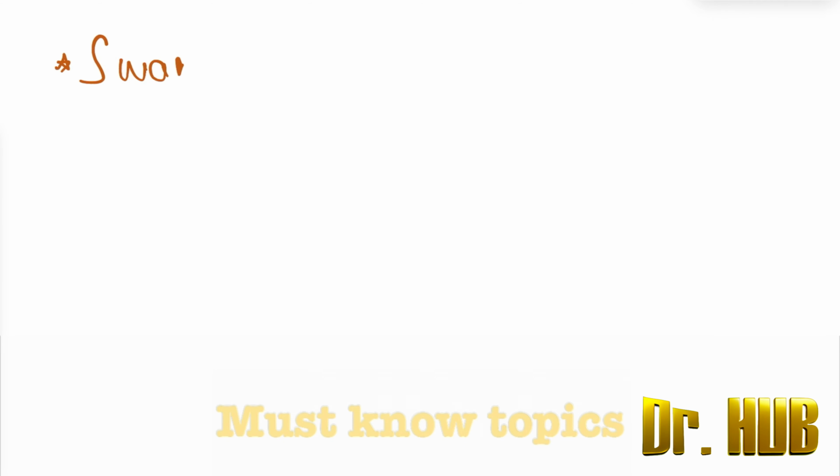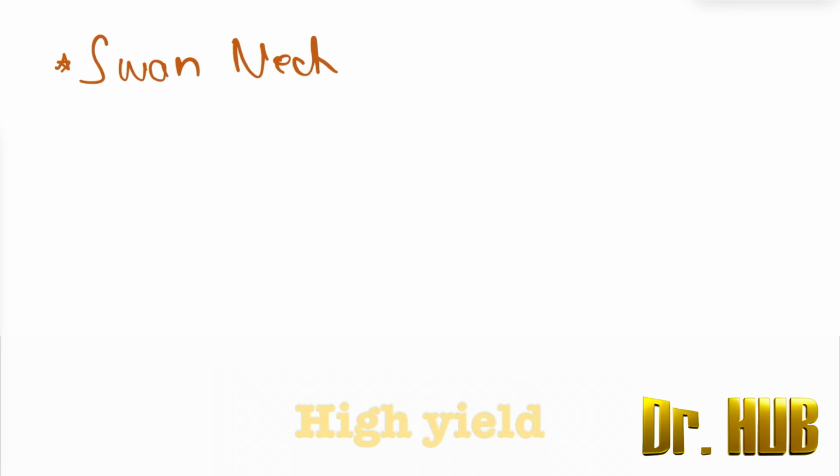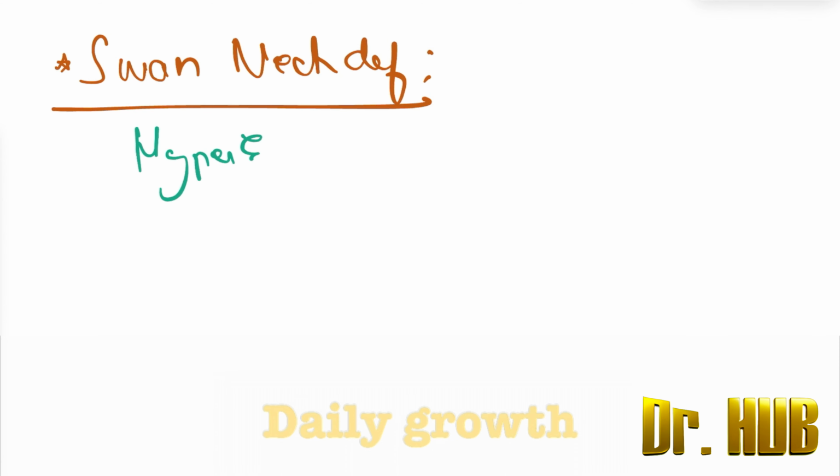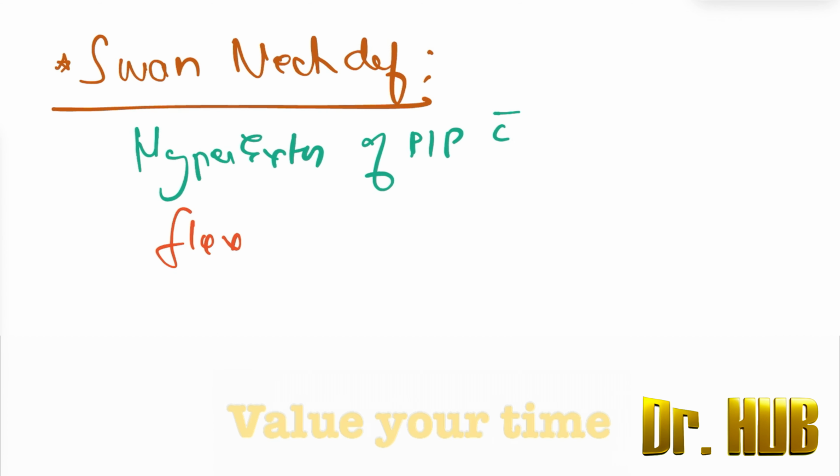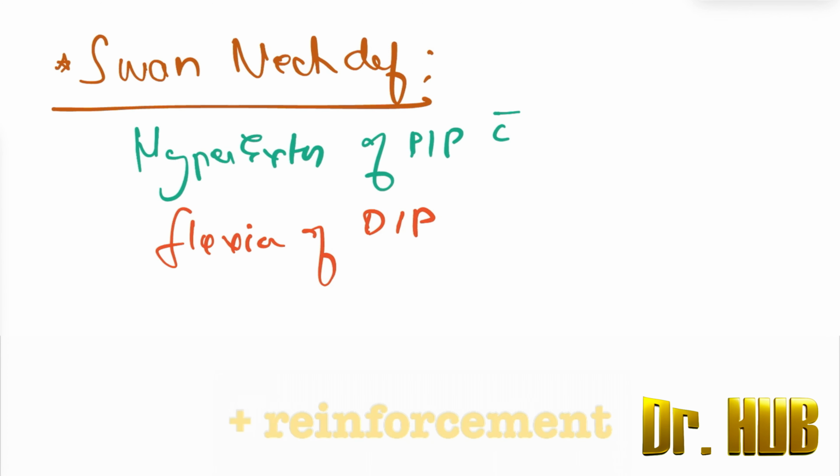So now let's answer our questions. The first question we asked was, what is meant by the swan neck deformity? Swan neck deformity is nothing but hyperextension of the PIP with the flexion of the DIP.